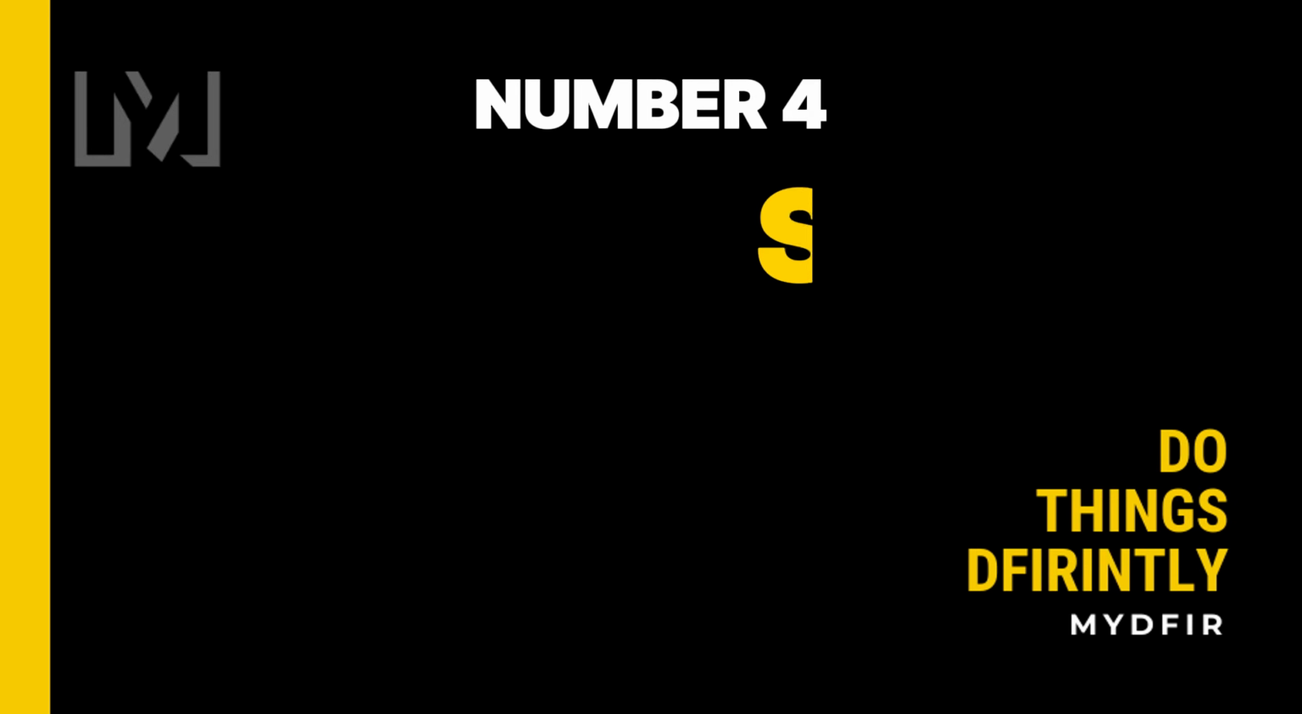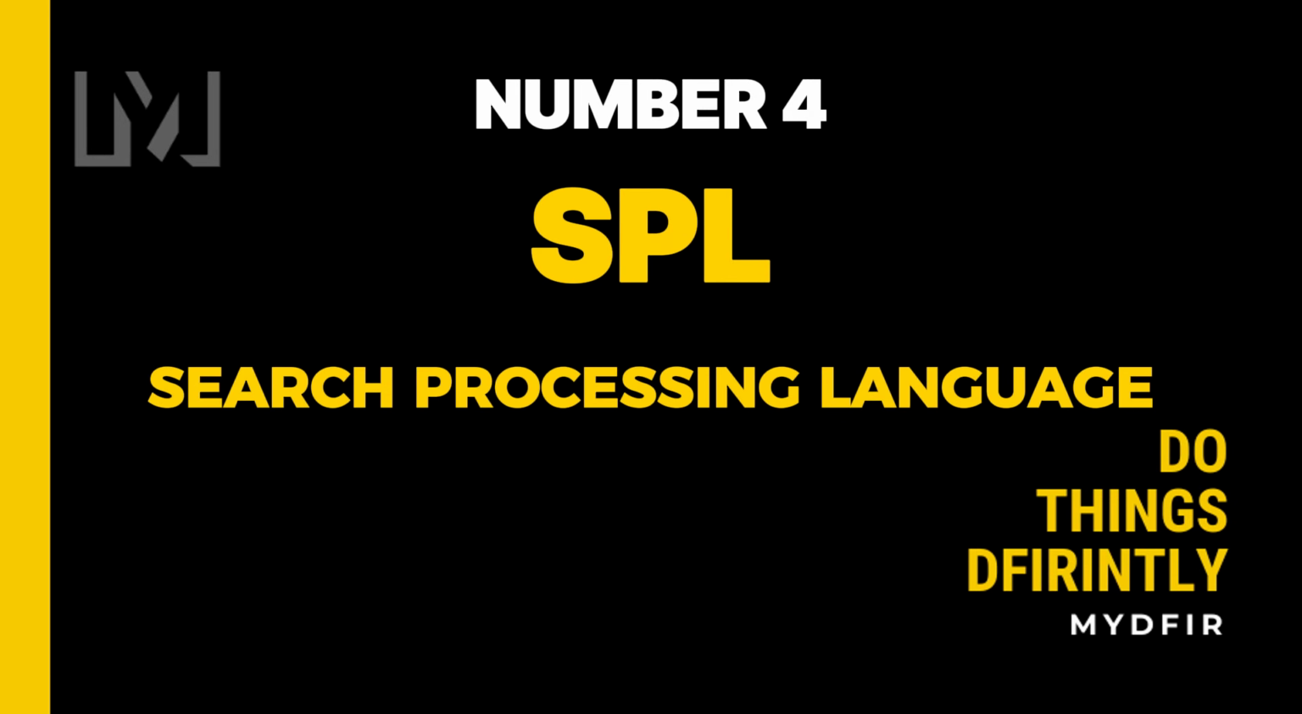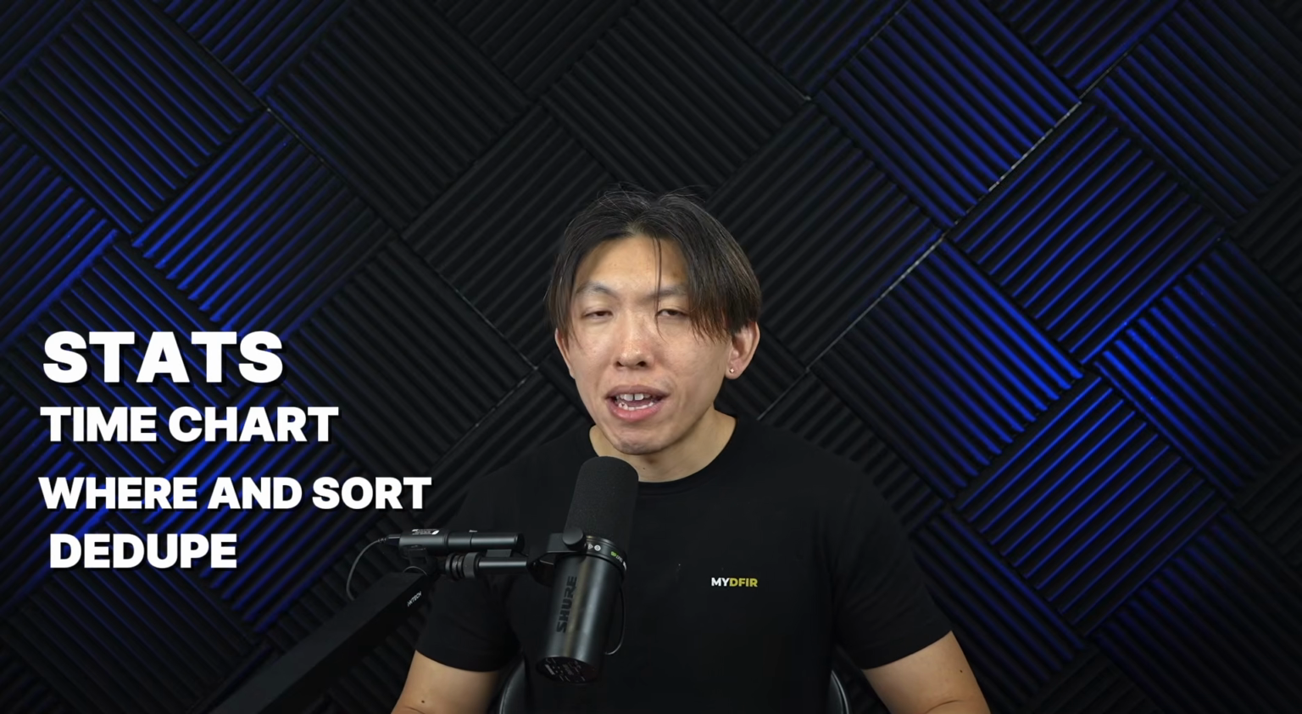Number 4, SPL, which is Search Processing Language. This is Splunk's query language, and you'll want to focus on commands like stats, timechart, where, sort, dedup, and bucket, just to name a few. You'll use these constantly when investigating alerts or even hunting for threats.